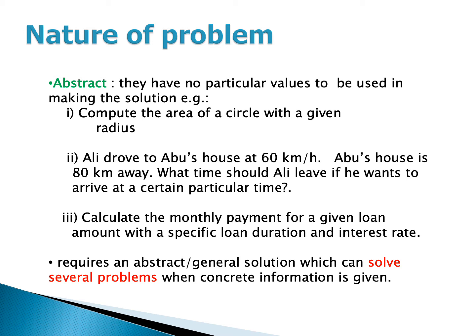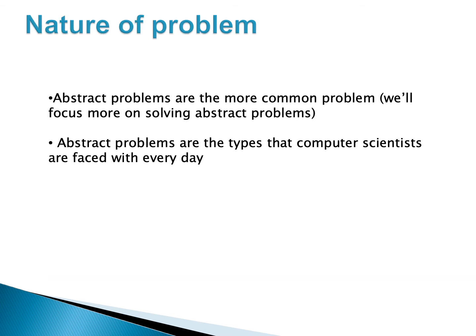The same goes for the second example, where we do not know the exact time Ali arrived. We can have it as Ali should leave at arrival time minus 1 hour and 20 minutes. So, in short, abstract or general type of problems can be used to solve several problems when concrete information is given. For example, in the area of a circle problem, it can calculate the area for any radius values once the radius is known. It can be radius 5.5 as before, 6 or any number. Abstract problems are the more common problem. We'll focus on this.